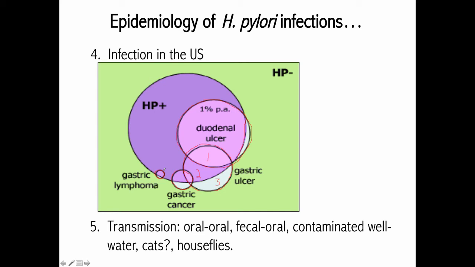There are reports of contaminated well water being a source of transmission, fecal material from cats and houseflies, but obviously cats and houseflies are probably not a major transmission route. What we're really interested in is reducing the oral and fecal oral routes. And obviously the fecal oral route is relatively easy to deal with just by making sure that people are well equipped to separate their food preparation areas from their general living quarters and where they defecate. So that's the epidemiology of pylori, and the next thing we'll talk about will be treatment.